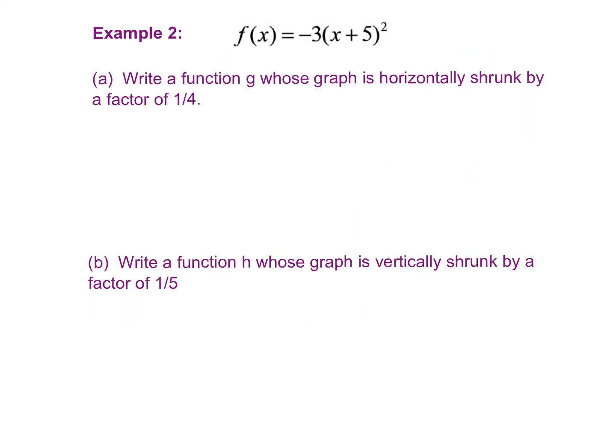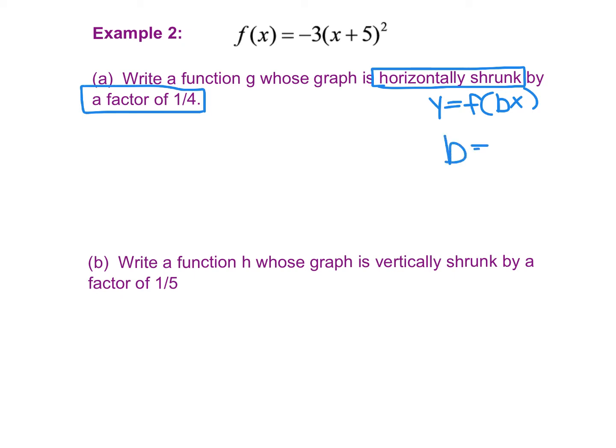So here in example 2, we're going to modify a quadratic function. And this one says write a function g whose graph is horizontally shrunk by a factor of 1/4. So because this is a horizontal shrink, we're going to be multiplying x by some b value that we need to calculate. Now, our b value is calculated by using that factor. So we have b is equal to 1 over our factor, or the reciprocal of our factor. Now, if you're like me looking at that, that looks really messy. That is a fraction within a fraction.